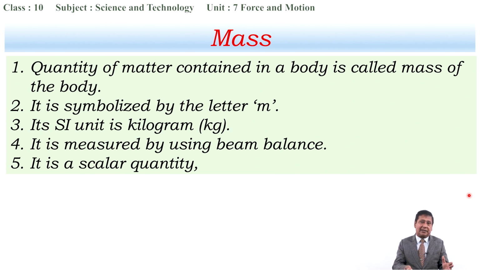We cannot talk like this. I mean to say, mass is a scalar quantity. It has only magnitude. It has no direction. 1 kilogram sugar doesn't have any direction at all. That's why we have to remember this matter. First, the definition of mass, what is the symbol used to denote mass and its unit, and how to measure the mass by using beam balance, and this is a scalar quantity. We have to remember all this.